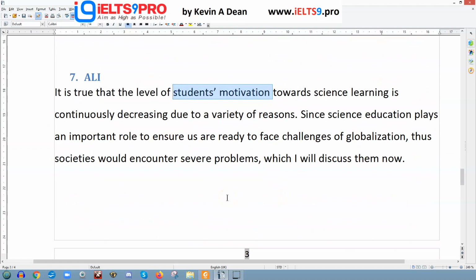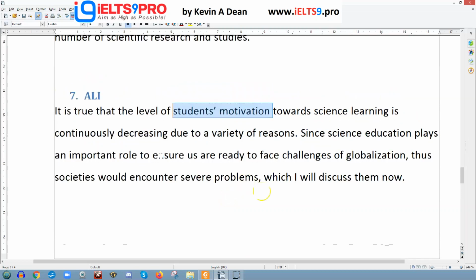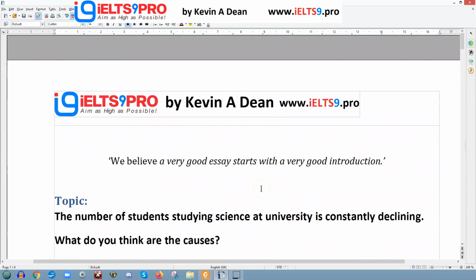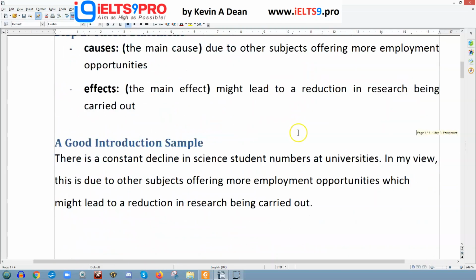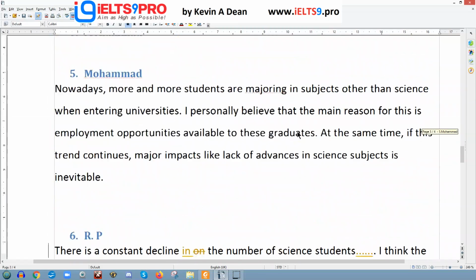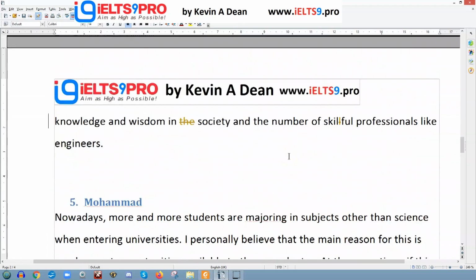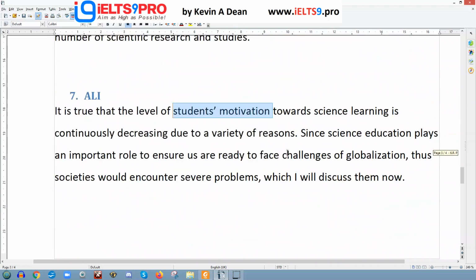It's true that the level of doesn't say anything about motivation. Motivation may or may not be a factor. Doesn't say anything about that. What does it say? Again, add nothing, omit nothing. Studying science doesn't say anything about motivation. Sometimes people go because their parents want them to. It's nothing to do with motivation.